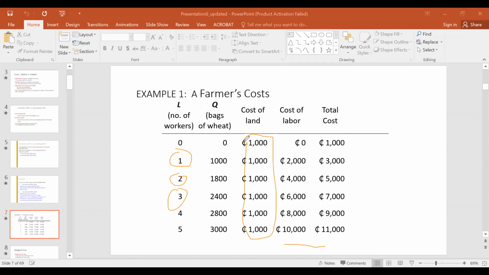The cost of the land is fixed. Whilst how much you harvest depends on the number of workers, the cost of land doesn't. You will later see we call this a fixed cost. What of the cost of labor?